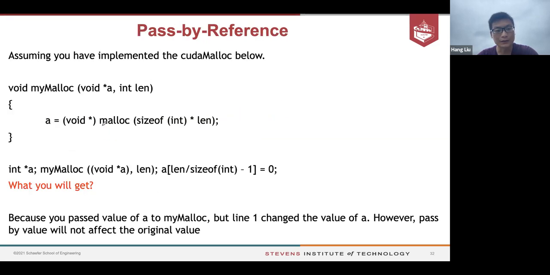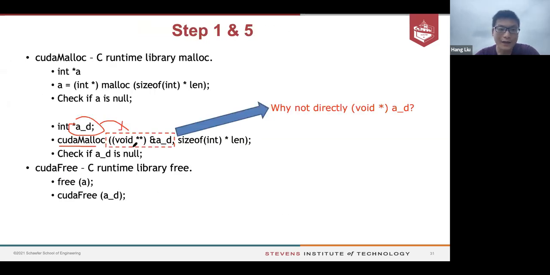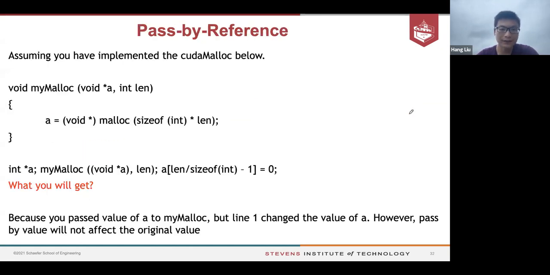So the question here is why we pass the pointer to pointer of a underscore d to CUDA malloc instead of just passing the pointer of a underscore d. This is not related to any GPU specific case. It's really just pass by reference. What you can do here is, assuming you have implemented CUDA malloc by yourself, you implement your own malloc function here like this.